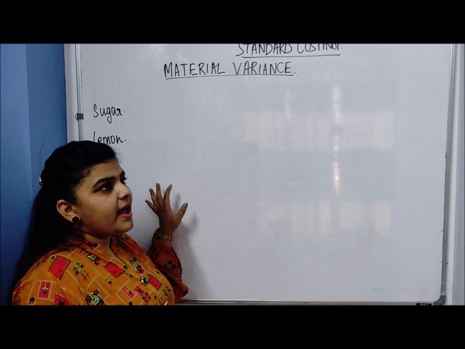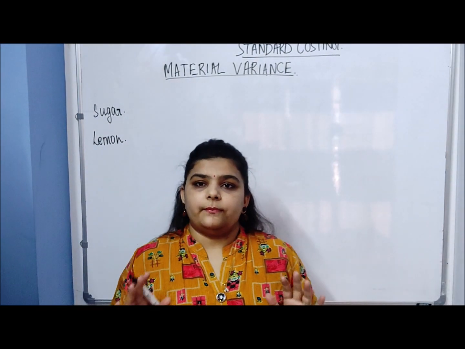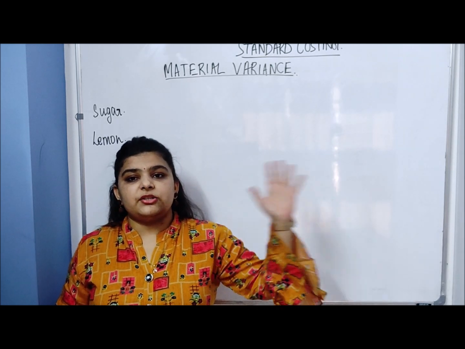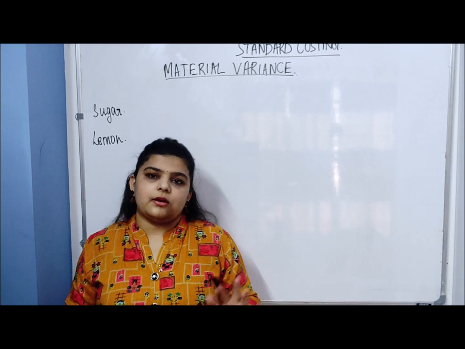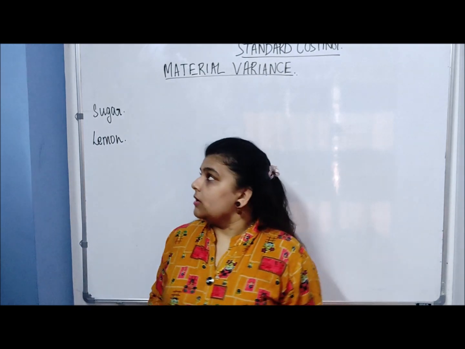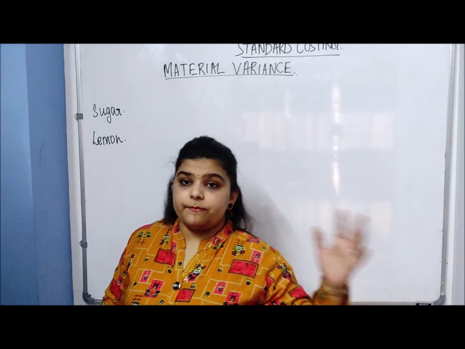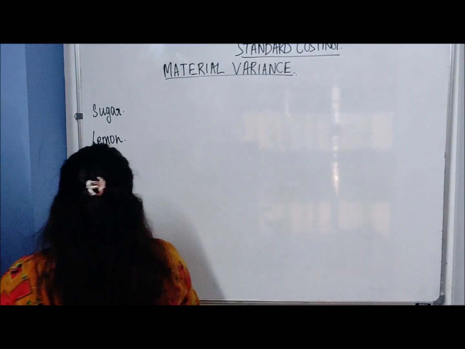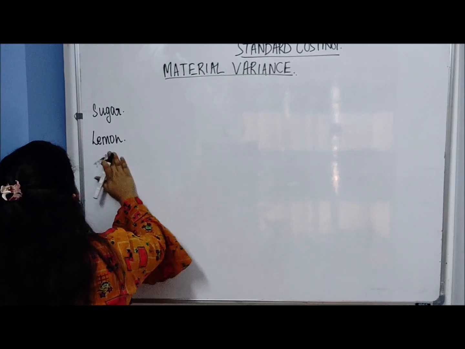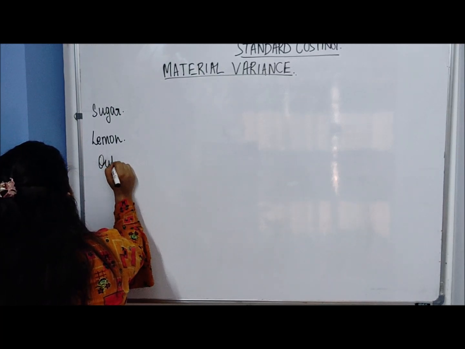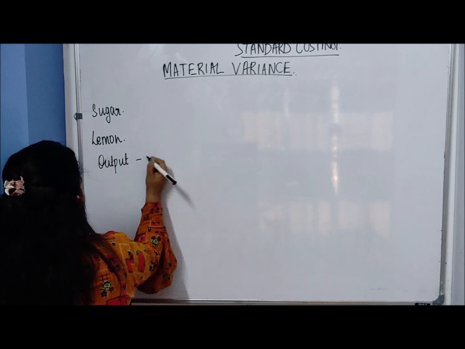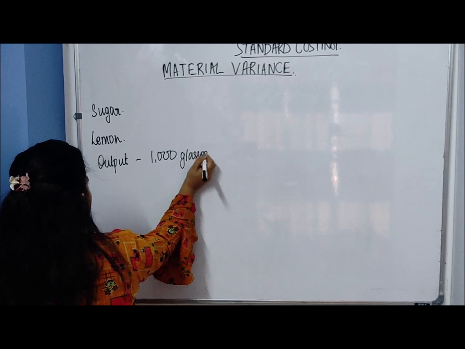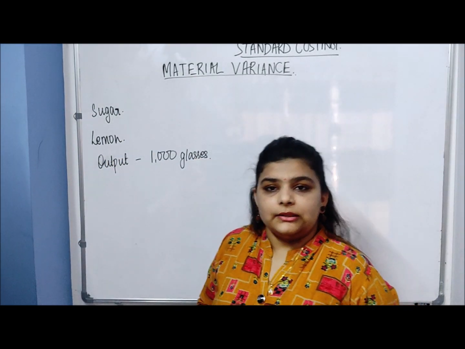Now, I have to make a budget for the month of May. Let us say today we are standing on 30th April and I am going to make a budget of how many lemonades I am going to make in the month of May. Let us say I have seen my past selling experience and all that, and I make a budgeted output of 1000 glasses. That means in 1 month I am going to make 1000 glasses.